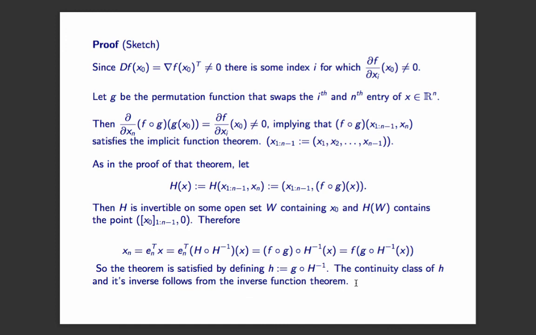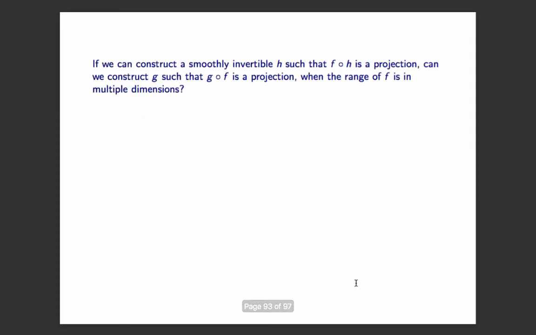Of course, the continuity class of h and its inverse follows from the inverse function theorem. So if we can construct a smoothly invertible h such that f composed with h is a projection, can we construct g such that g composed with f is a projection? In other words, g is going to accept the output of f, that is the range of f. Can we construct this g so that g composed with f is a projection when the range of f is in multiple dimensions?